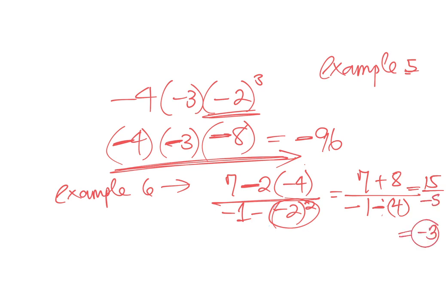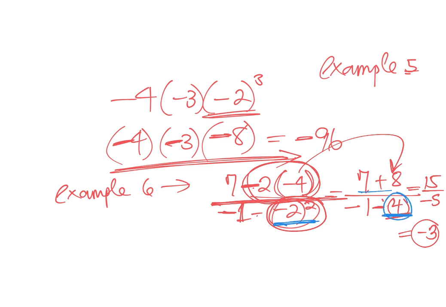So let's take a step back and look at what happened. We had 7 minus 2 times a negative 4 here. So we took care of the negative 2 and negative 4 together, and that's how we got the 8. And then in the denominator, we had negative 1 minus negative 2 squared. Negative 2 times negative 2 is positive 4, so that's how we get that 4 there. So 7 plus 8 is 15, and then negative 1 minus 4 will give us negative 5 in the denominator. 15 divided by negative 5 is negative 3. So that's how we get it step by step.